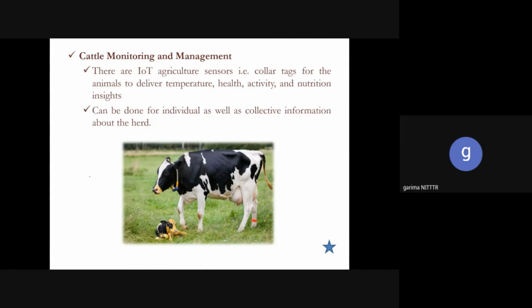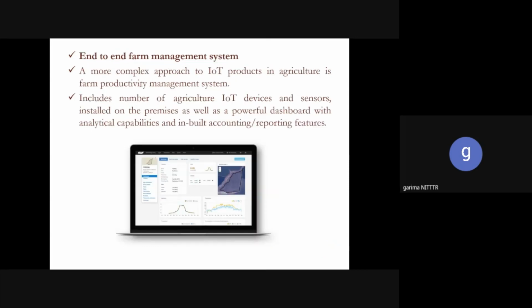Then cattle monitoring. For this type of cattle monitoring solution, RFID tags are easily available, so that we can identify temperature, health, activity, and nutrition, and we can have collective information on the herd as well as individual information also. For large scale cattle farms, it is a very productive solution, and it will obviously improve productivity also. And for end-to-end farm management, large farms can have IoT products in agriculture, which ultimately help in saving premises also, and powerful dashboard capabilities for reporting features.